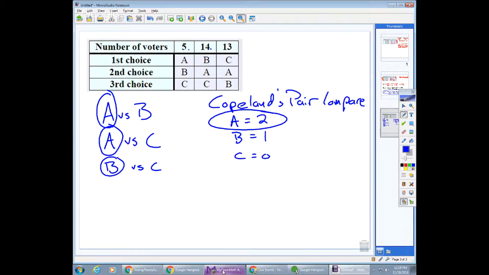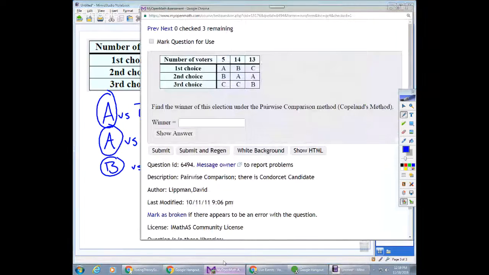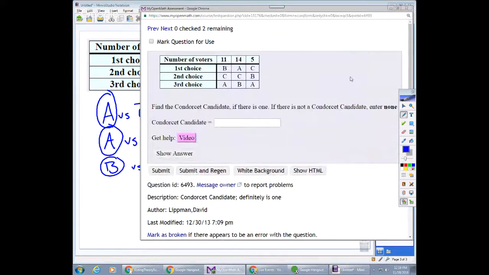All right, let's try another one. Does this one give us any more choices? Yeah. What's this one? That gives us the Condorcet candidate. Okay, Condorcet. What is Condorcet?